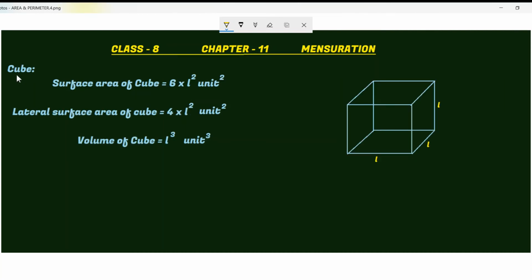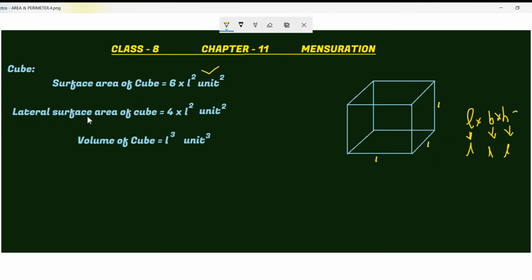Next solid shape is cube. For cube, the surface area of cube is 6L square, because for cube also there will be 6 faces. So each measurement is L. That means here L, B and H are all the same. So we are going to take each as L. All are same. So 6L square is the formula.